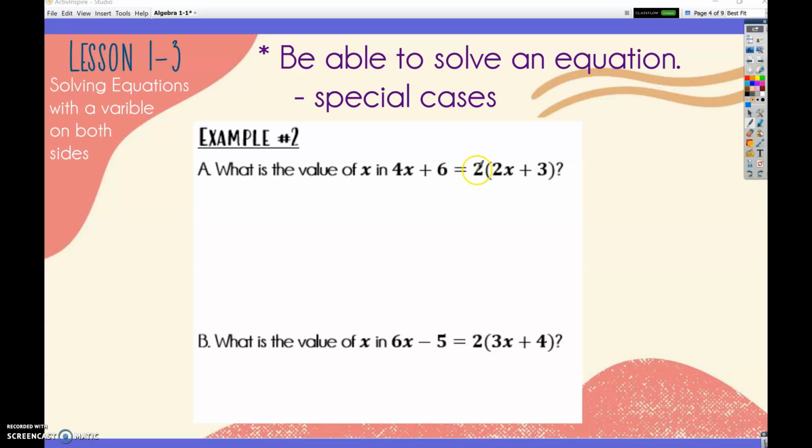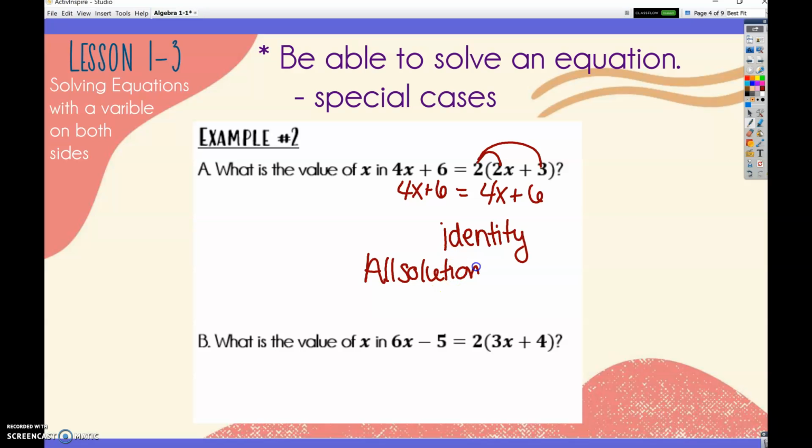Sometimes there are special cases when you're solving an equation. If I distribute here my 2 through, I get 4x plus 6. On the other side, I also have 4x plus 6. When you see the exact same amount on both sides, this is what we call the identity. Think of it as identical on both sides. This means every value or all solutions will work if you substitute in for x.